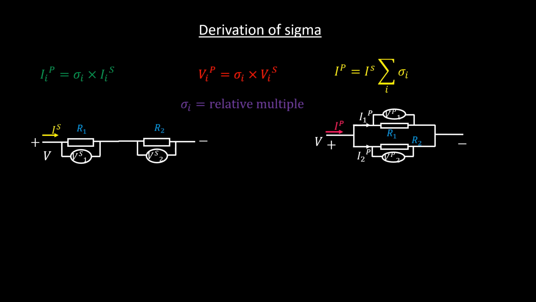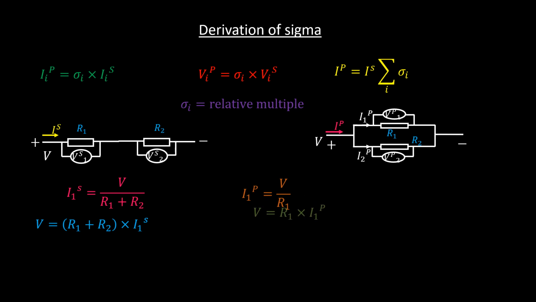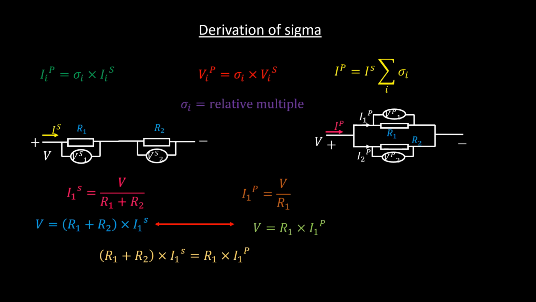The current through R1 in the series circuit is given by the supply voltage V over the sum of the resistances of the resistors. This simplifies to V equals (R1 plus R2) times Is1. The current through this resistor in the parallel circuit is given as V over its resistance, which when rearranged for V gives V equals R1 times Ip1. Equating these two equations produces the following equation, and rearranging produces the following green equation for Ip1.